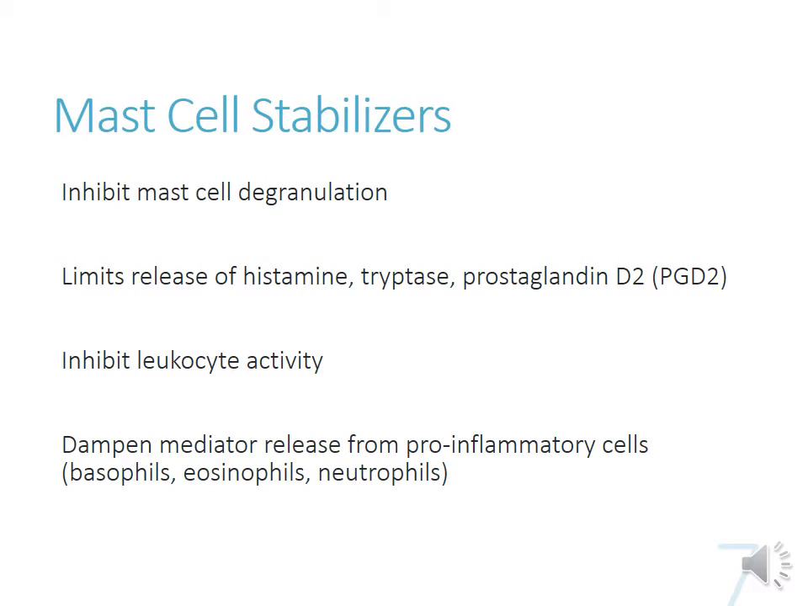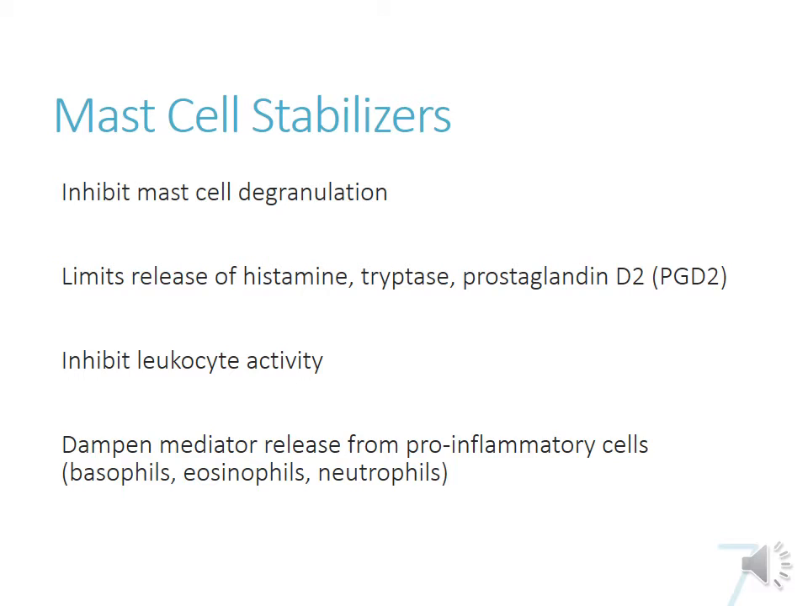So the mast cell stabilizers, as you might imagine, will help to inhibit mast cell degranulation. They will help to limit the release of things like histamine, tryptase, prostaglandins. So it's kind of nice because you're working from an upstream mechanism. So prior to the histamine being released and causing all of its effects, you can prevent that from occurring in the first place.